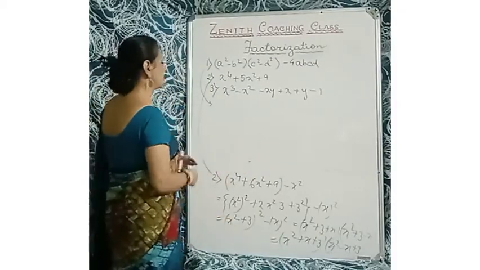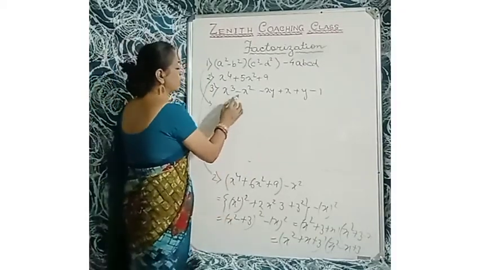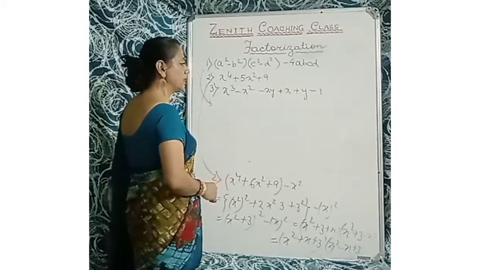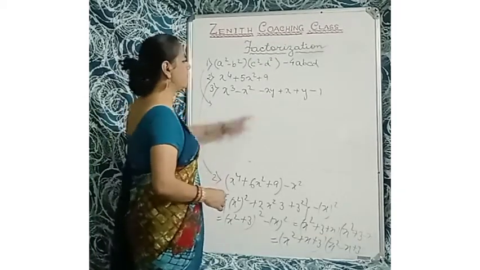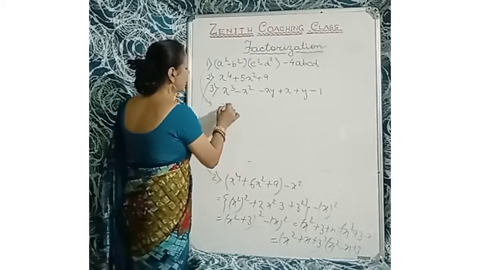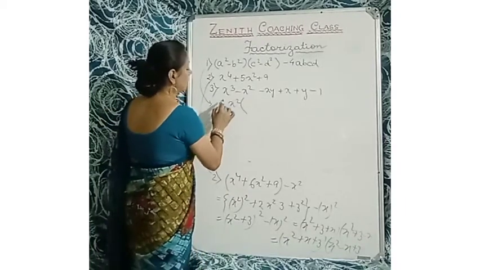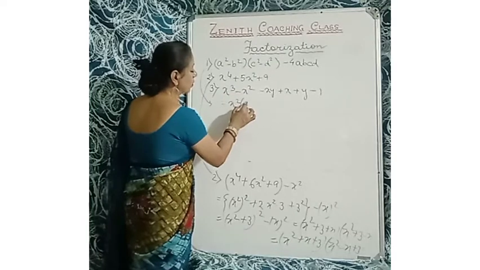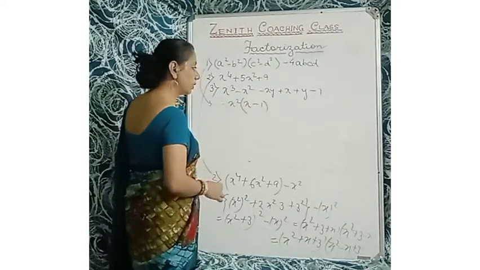So now it's the third sum. Third sum is x cube minus x square minus xy plus x plus y minus 1. So here are 6 terms. So first take x square common here. So here is x cube and here is x square. So x minus 1. Okay.